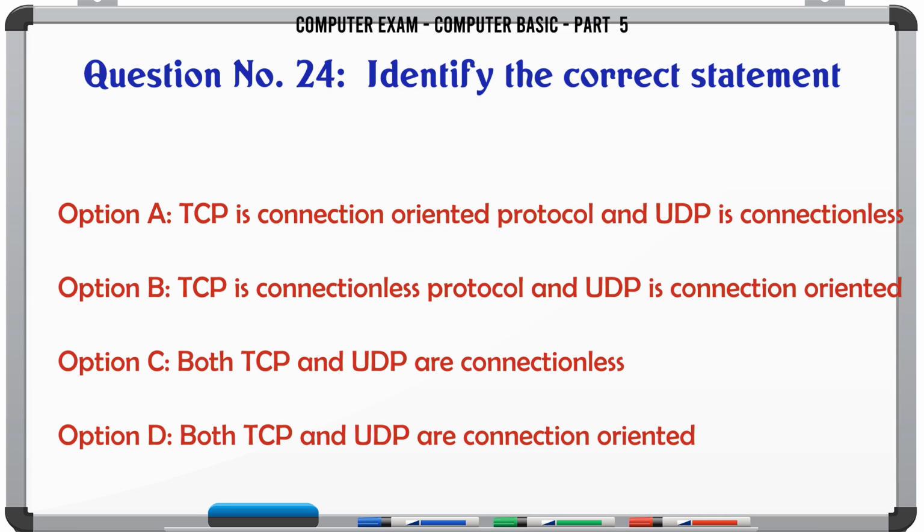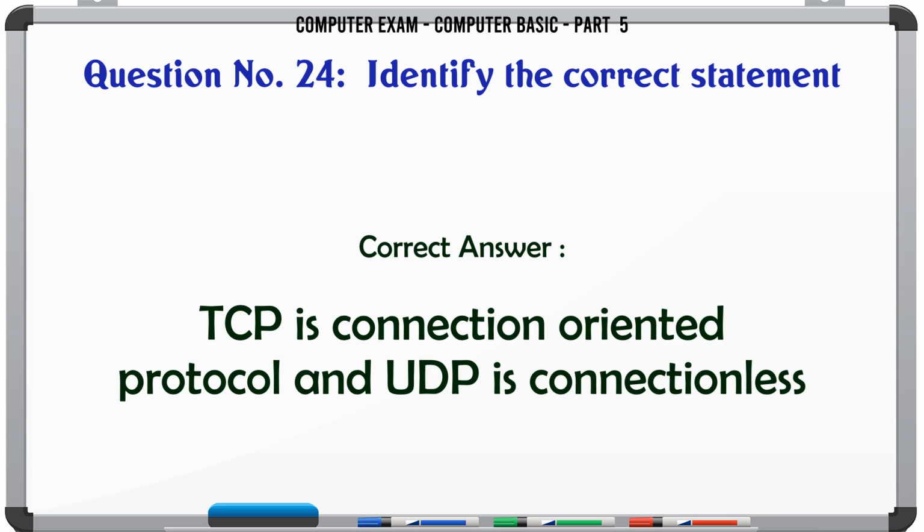C. Both TCP and UDP are connectionless. D. Both TCP and UDP are connection-oriented. The correct answer is TCP is connection-oriented protocol and UDP is connectionless.